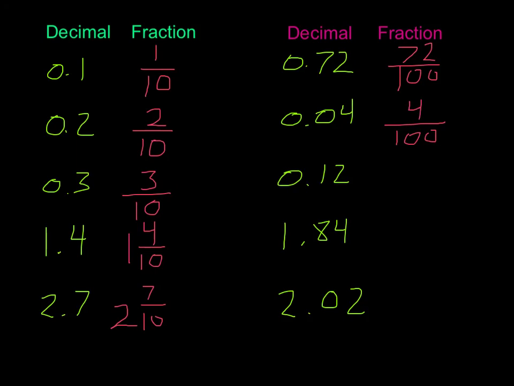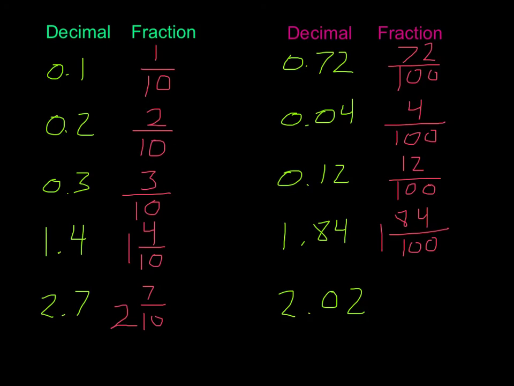Here we have a 12 with the 2 over in the hundredths place, so we're going to go 100. Our 2 is in the hundredths place, so we're going to have 12 100ths. Here we have a one whole number plus 84. The 4 being in the hundredths place tells us we're going to have it over 100, and it's going to be 84 100ths.